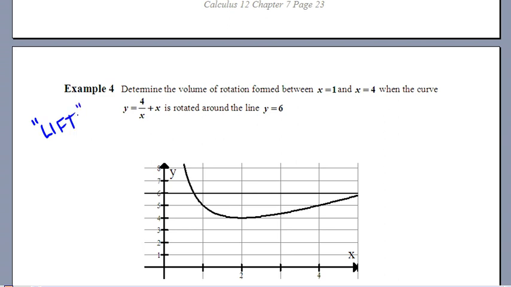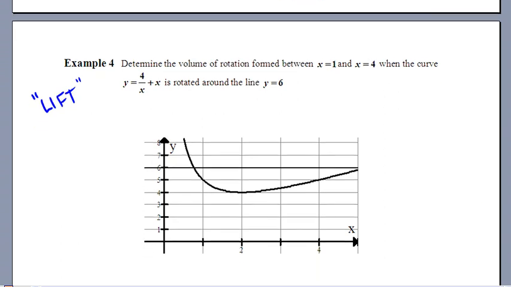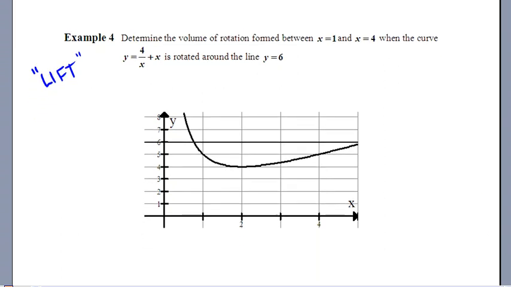We're going to find the volume of rotation formed between x equals 1 and x is equal to 4. Okay, so we've got some starting and some stopping points. We're going to start here and we're going to stop here at 4 because they said so. Got this interesting function there. They're like, oh yeah, try this function out. Okay, this f of x is 4 on top of x plus an x. Kind of a neat function.